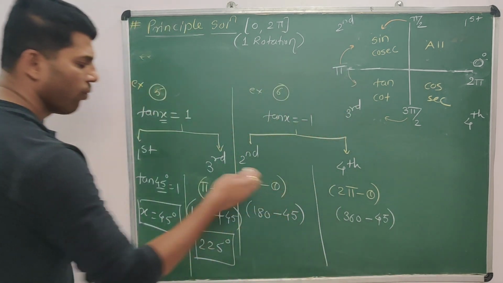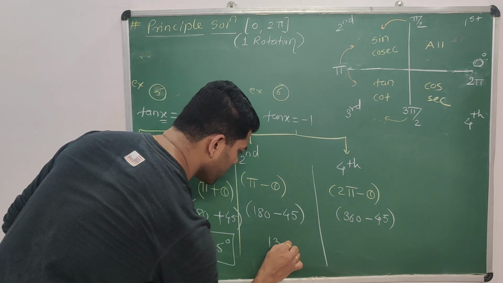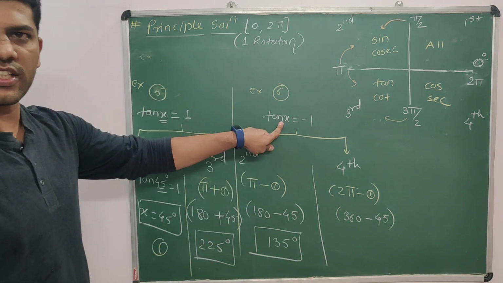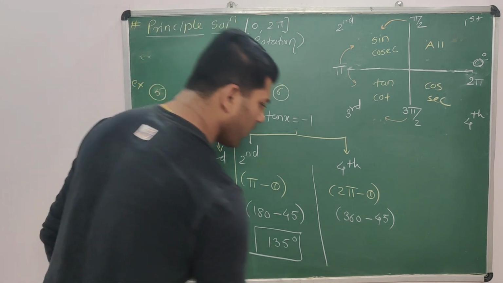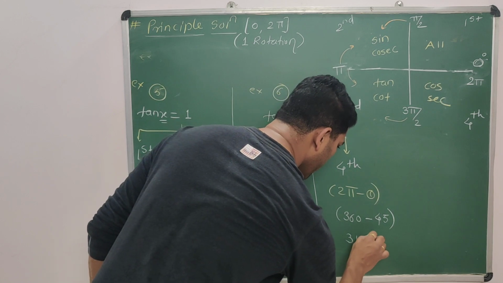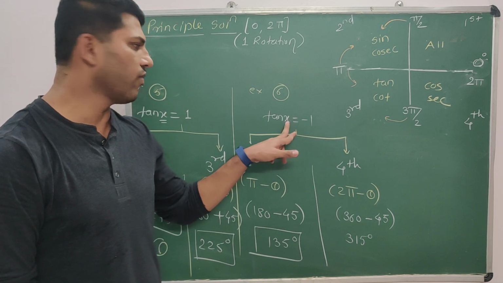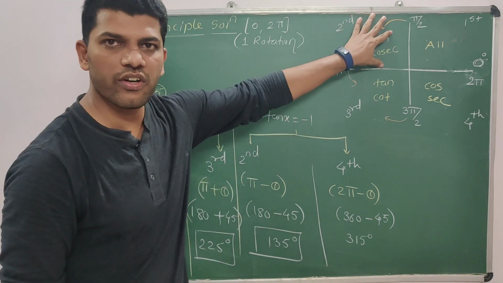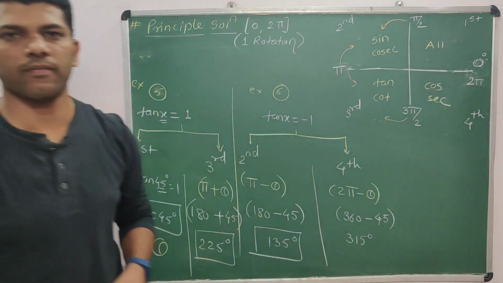Please calculate 180 minus 45. How much is it? Is it 135? Right? So the first solution is 135 degree for this equation, meaning x is 135, while for the second one, 360 minus 45, how much is it? Is it 315? Correct? So 315. Right? So this is the second solution for this equation. See, 135 degree lies in the second quadrant while 315 degree lies in the fourth quadrant.